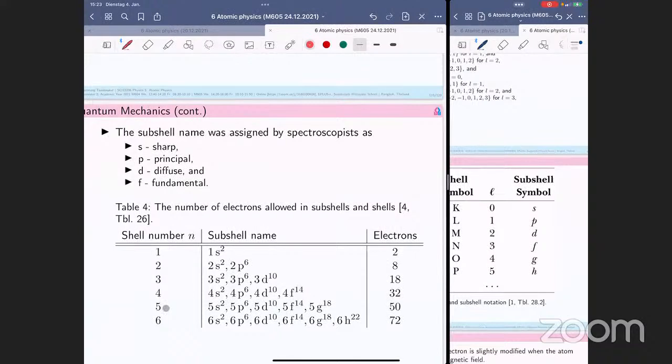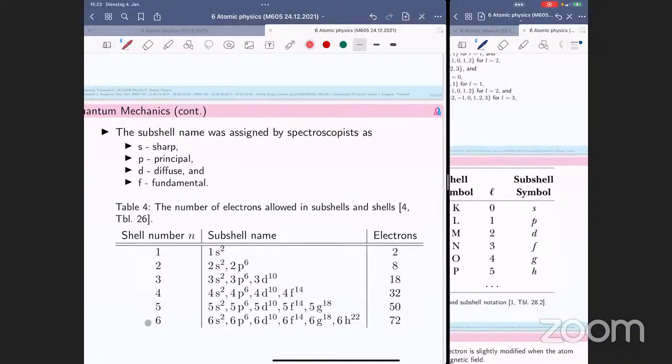Okay, the subshell notation is O here. Oh, sorry, the shell symbol is O. For n equal to 5, we have 5s2, 5p6, 5d10, 5f14, 5g18, and after the combination of these five numbers we get 50. So there will be 50 electron orbits or states in this scenario.